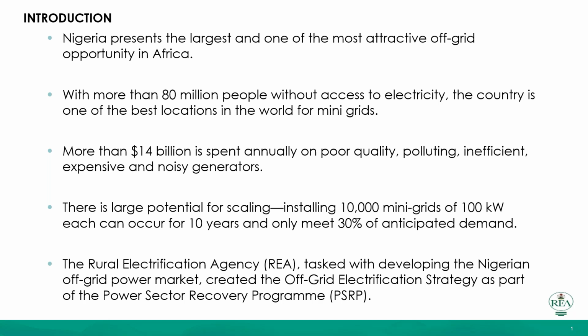Based on our research, there is a potential of over 100 mini grids of over 100 kilowatts being implemented over the next 10 years to meet what we call our 30-30 goal. To do this, the Rural Electrification Agency is saddled with the task to support the Nigerian market under the Power Sector Recovery Program.